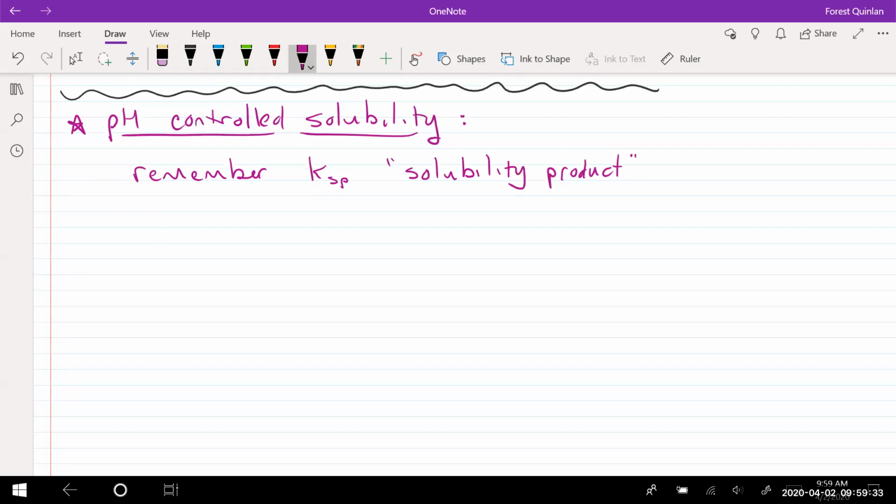pH controlled solubility is one of those really interesting things that you don't know controls a lot of your life. It turns out that since everything has its own solubility, there are a few things out there that can be controlled using the pH of the solution, and changing the H plus or OH concentration will make certain, especially transition metals, certain transition metals fall out of solution before others.